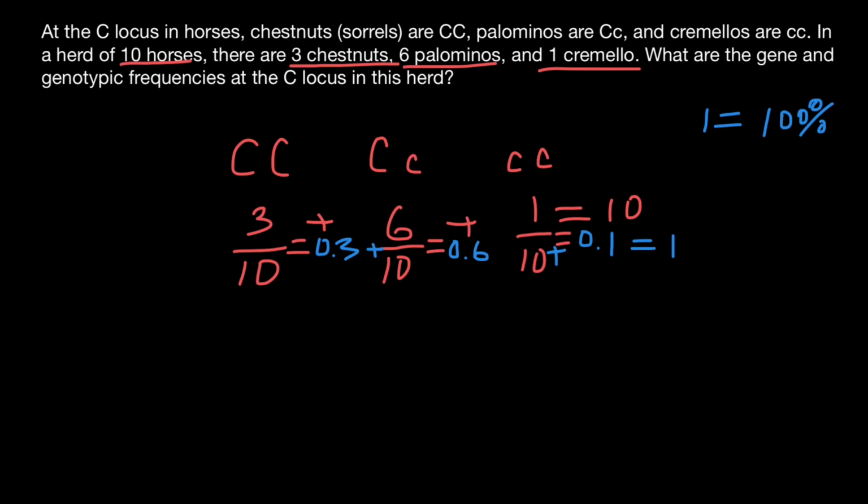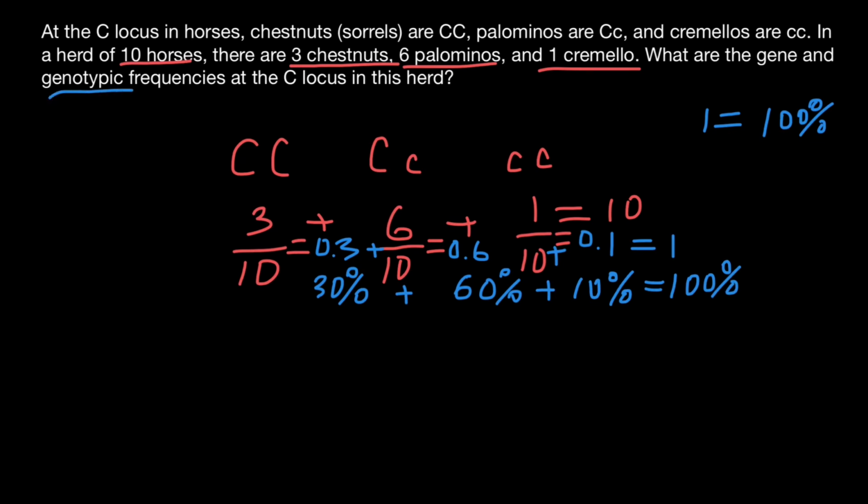And again, 30% plus 60% plus 10% gives us 100%. So let's add these numbers here. If we add all these frequencies in percentage form, we get 100%. So we have found genotypic frequencies, and now we have to find allelic frequencies.